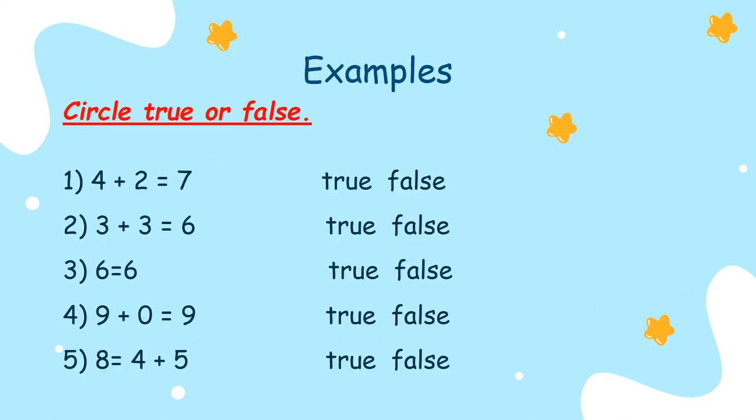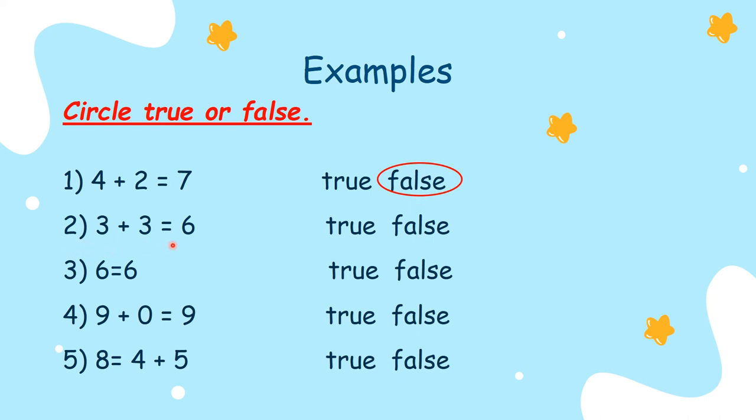Let's see. Okay, here we need to circle true or false. So you will ask yourself, does 4 plus 2 equal 7? Let's count together. 4 plus 2 equals 6. So the statement here is what? It is false. Okay, number 2.